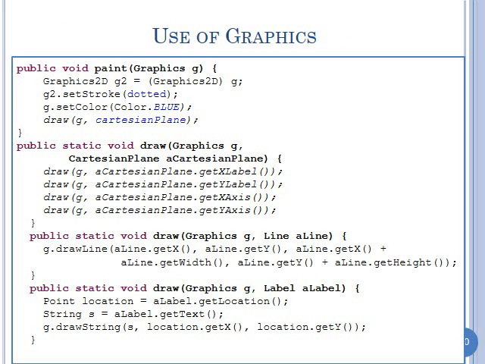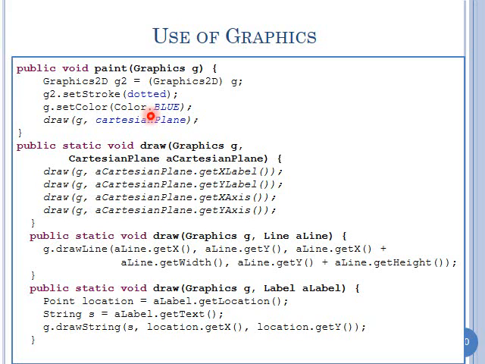Okay, and just to make it very concrete, here I've got a paint method that by magic gets a graphics object as an argument. And once it gets an argument, it goes and casts the graphics object to Graphics2D, just in case it's going to use some methods the Graphics2D has. And it says, okay, I'm setting the stroke to dotted, whatever that means. Okay, that is some object. I'm setting the color to blue.